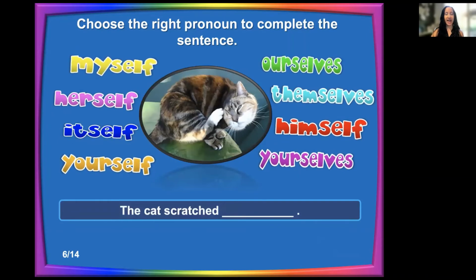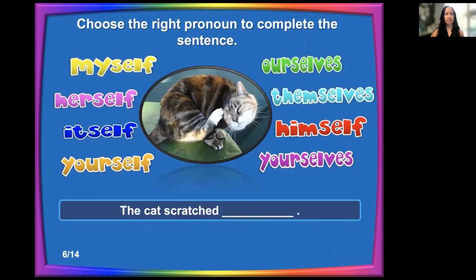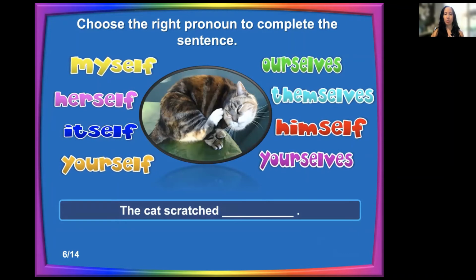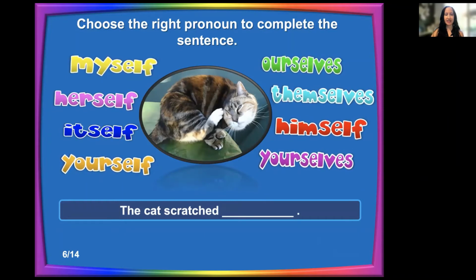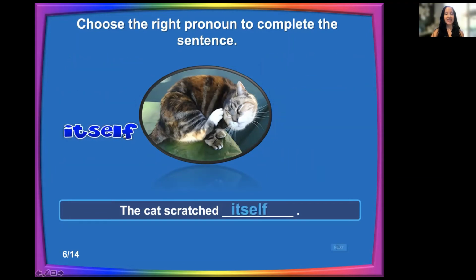Okay. The cat scratched. What could be the pronoun for the cat? Would it be he, she, or it? Trying to trick you. The cat scratched. Now remember, the cat scratched itself, okay? Now, remember, the cat is not a human. It's an it, okay?